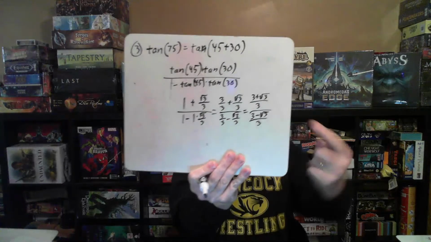So 1 is just 3 over 3. So I can say this is 3 over 3 plus square root of 3 over 3, over 3 over 3 minus square root of 3 over 3, which I'll then just say is 3 plus the square root of 3, over 3, over 3 minus the square root of 3, over 3. Well, now I have a fraction over a fraction. So cool, I can go ahead.